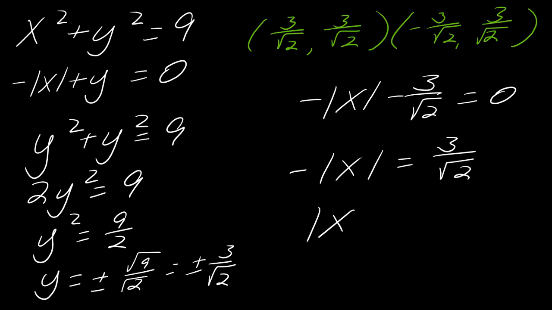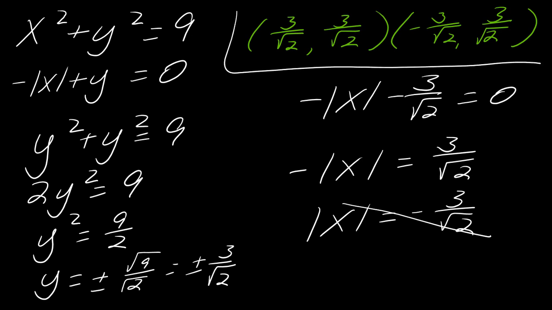And then if I divide by negative 1, I get absolute value of x equals negative 3 over the square root of 2. And okay, so now I just have to rely on the fact that I know absolute value can't equal a negative number. So this has no solutions. So we're done. We found all of the possible solutions in this case, and so this would be it.